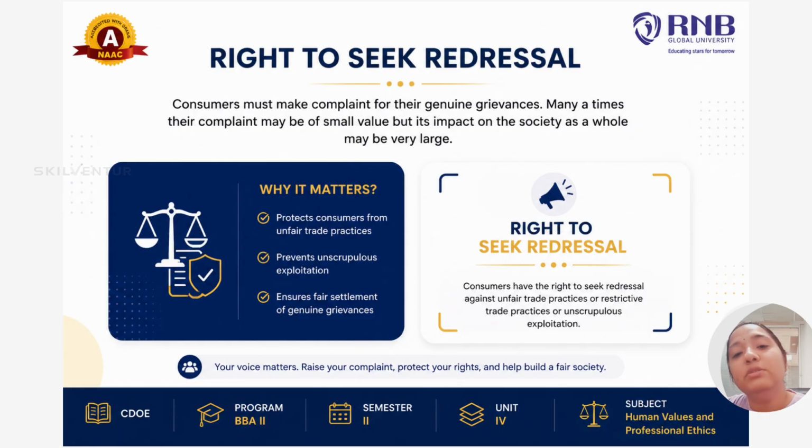So in India, consumers can approach consumer forums or courts at district, state, and national levels to file their complaints and seek justice. For example, suppose you buy a product that is defective or not as advertised, you can file a complaint and ask for replacement or refund. So this is your right to seek redressal. So this right is going to ensure fairness, it is going to protect the consumer from exploitation, and it is going to make businesses more responsible and accountable.